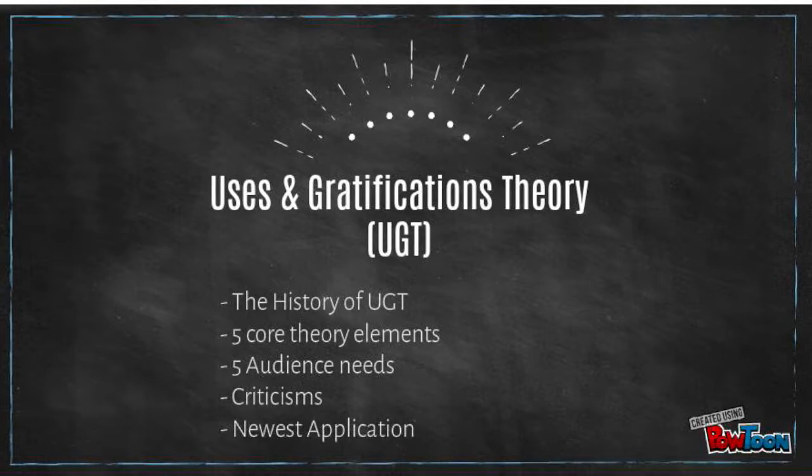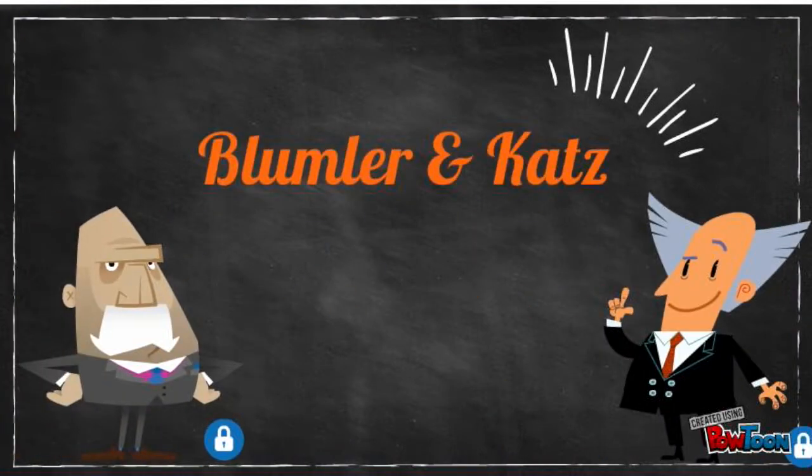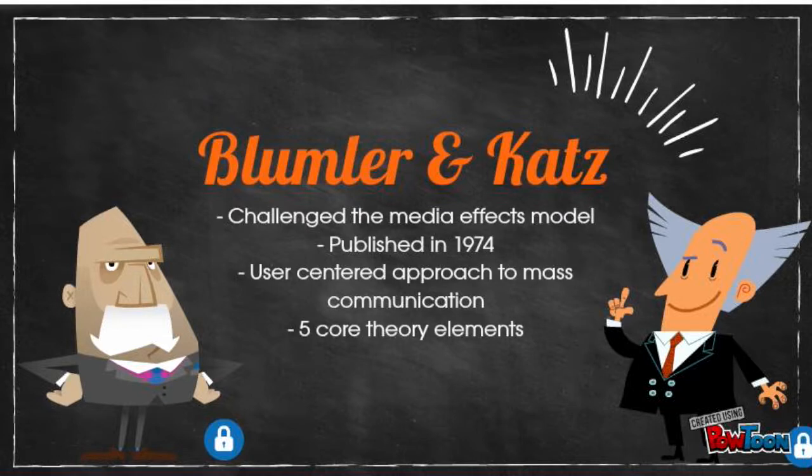Uses and gratifications theory has been used for decades to explain the relationship between media and users. For now, let's rewind and start with some history. Blumler and Katz published the theory of uses and gratifications in 1974.